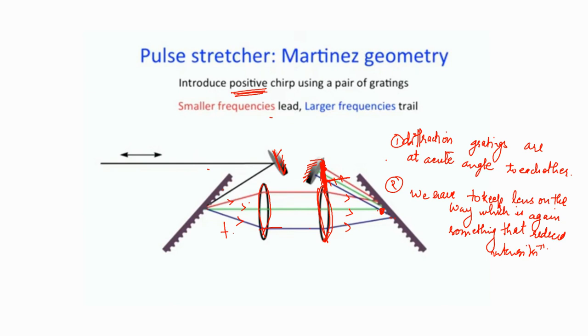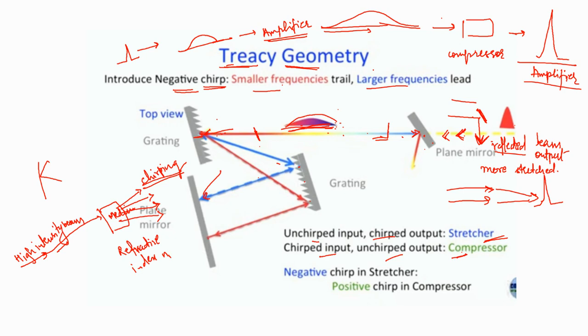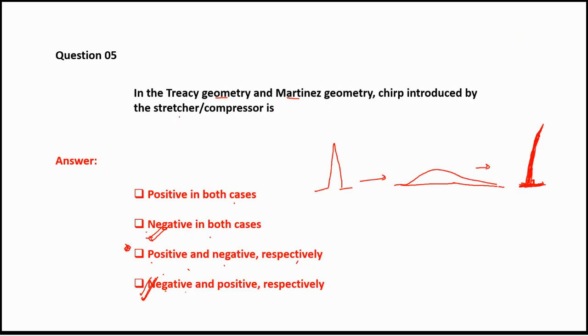Got it? Now, this also acts as a pulse stretcher. Why? Because see, initially say the intensity of the beam was like this, the pulse was this, and now what you get is something where each component is a little bit separated or spread. So in the 3C geometry, as I could say, we get a negative chirp. The negative chirp is when the smaller frequencies are behind and the larger frequencies are ahead. The second case is of the Martinez geometry, where the smaller frequencies are ahead while the larger frequencies are behind. So this is a positive chirp.